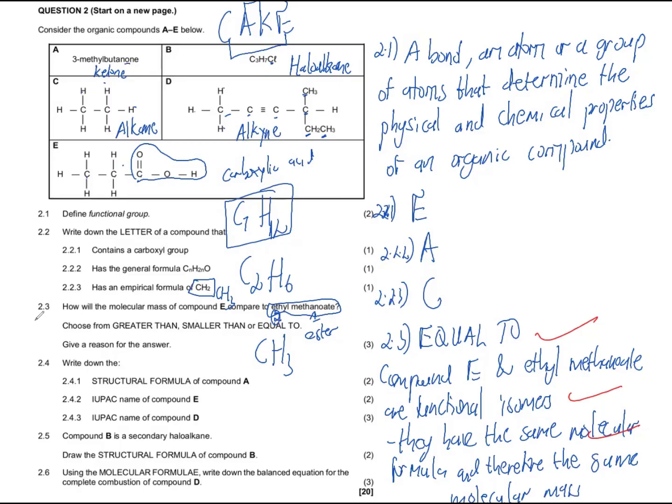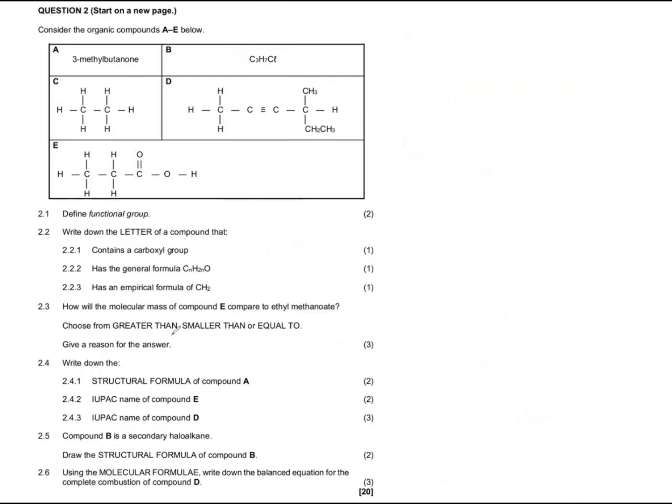Okay, so 2.4 now says write down the structural formula of compound A. So we know that we always have to start with the backbone, right? The parent chain. So butanone. So that's how many? 4 carbons. But then they say 3 methyl, right? So 1, 2, 3. I'm going to choose to count from the left. 1, 2, 3. And then stretch it out to put my methyl branch there. So it doesn't matter whether you put it below or above, as long as it's on carbon number 3.